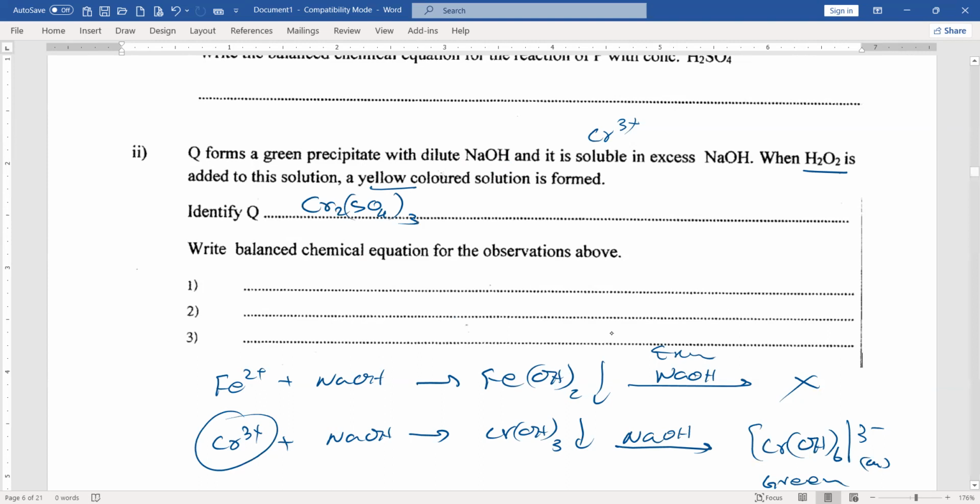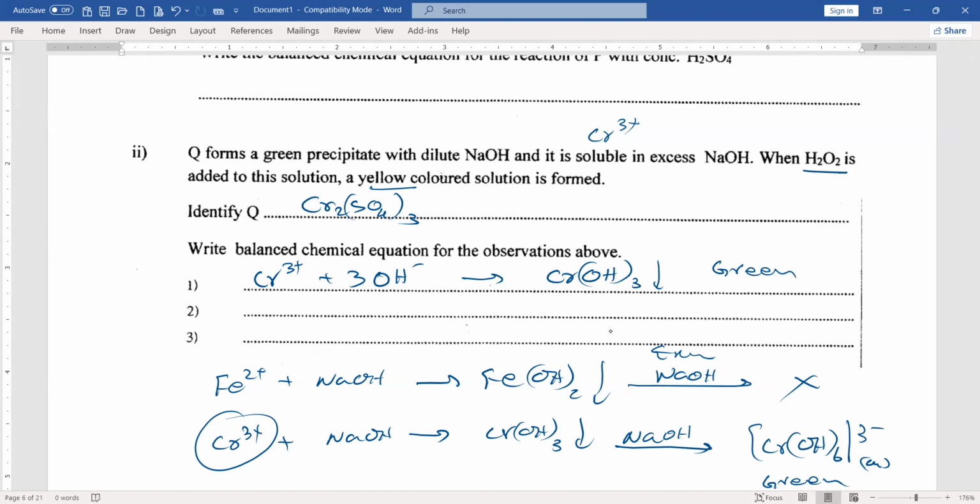Write the balanced chemical equations for the observations above. Here, mainly focus on the precipitate and the dissolution of the precipitate. Therefore, no need to consider the entire chromium sulfate. If you just use Cr3+ and sodium hydroxide, that's enough, and you will get full marks. Or just OH minus is enough. If you write Cr3+ plus 3OH minus gives Cr(OH)3, then it's okay. This is green.